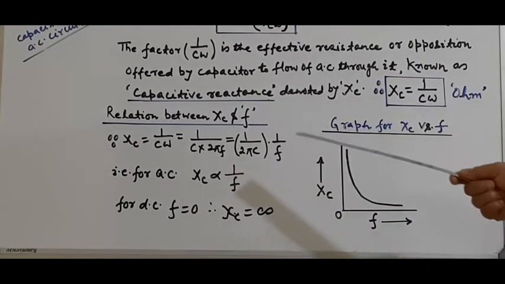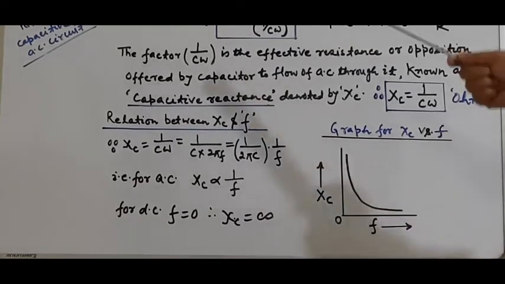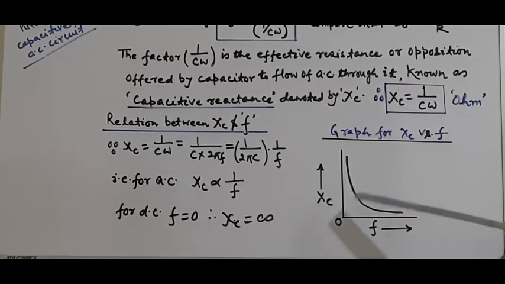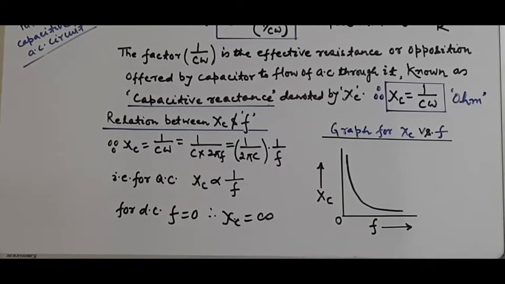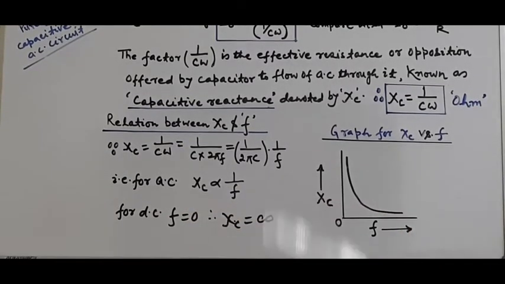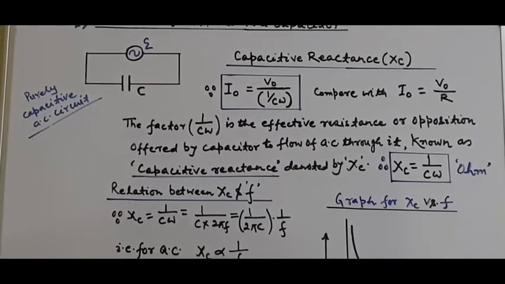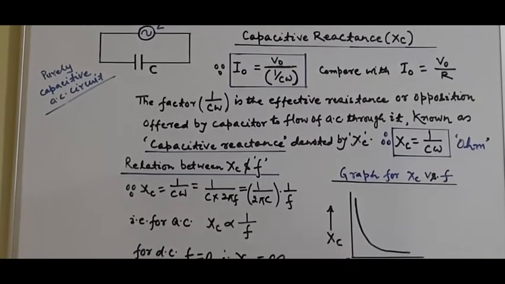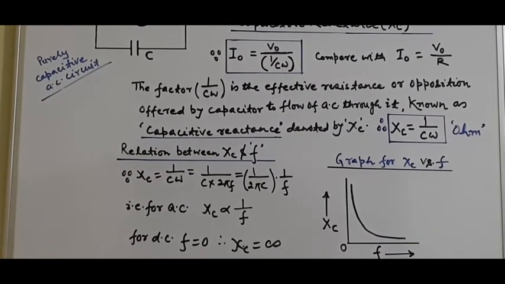Now we shall draw the graph for Xc and f, that is, capacitive reactance and the frequency of this AC circuit. And this is the graph. From this graph it is quite clear that as frequency increases, capacitive reactance decreases, and this shows that for AC, the Xc or capacitive reactance is inversely proportional to frequency. So students, with this we have completed all 3 different types of AC circuits. In the next lecture, we shall deal with a few other AC circuits. So thank you.